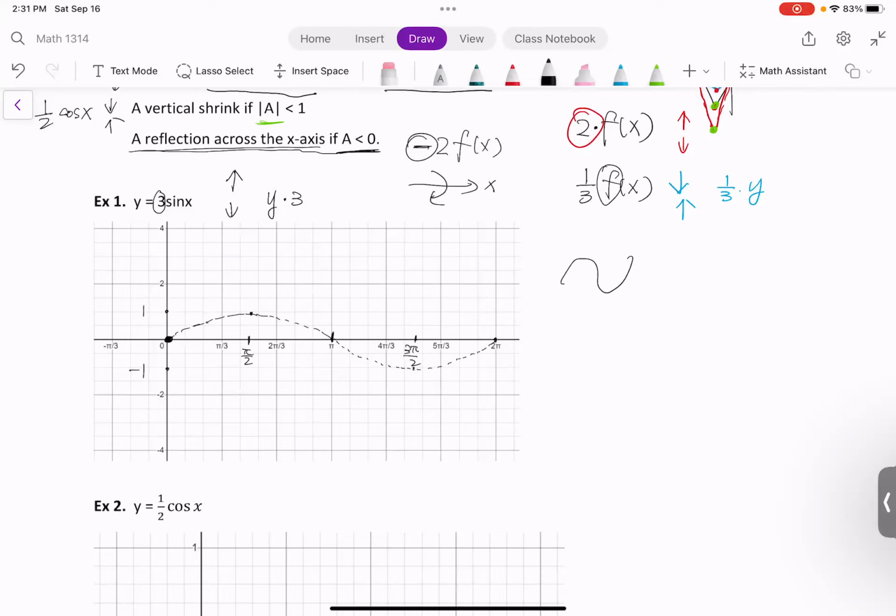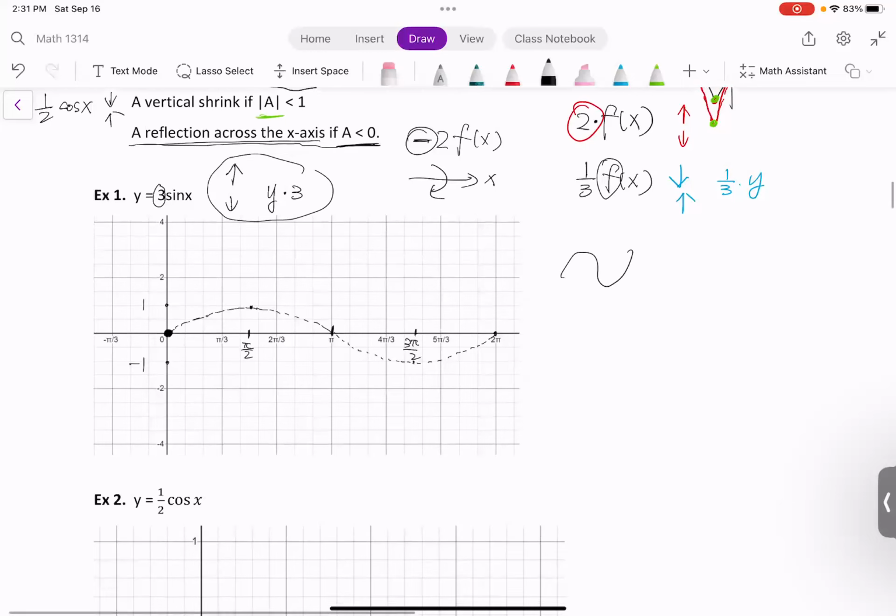And how about 3 times sine of x? Okay, I put some information here. All the y's are multiplied by 3. So I stretch it vertically. The first point, y is 0, so y times 3 is 0. Keep it here. And the second point, y is 1, so 1 times 3 is 3. So the second key point is here.